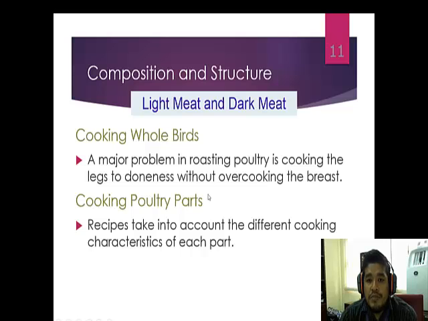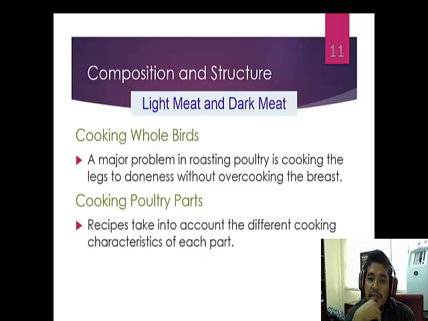Cooking whole birds is a major problem in roasting poultry: cooking the legs to doneness without overcooking the breast. Since the legs of the chicken are dark meat and the breast is light meat, you need the skill and understanding to make sure that when the dark meat is cooked, you do not let the light meat dry out.